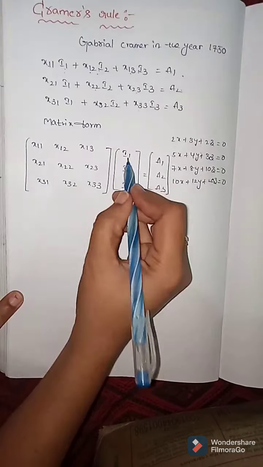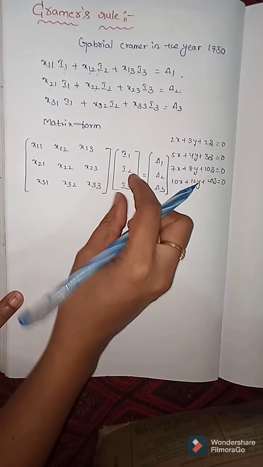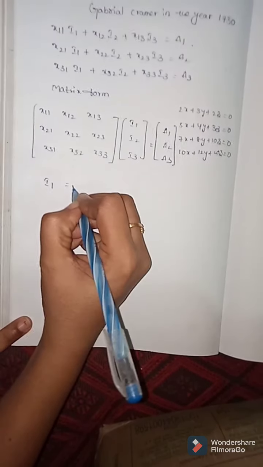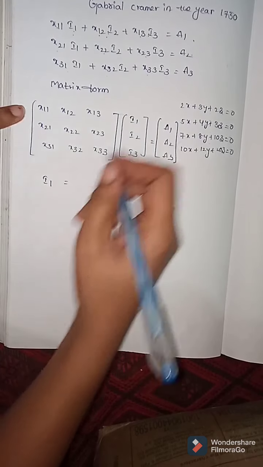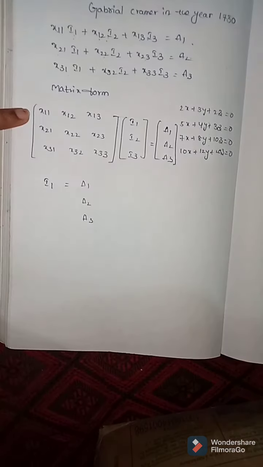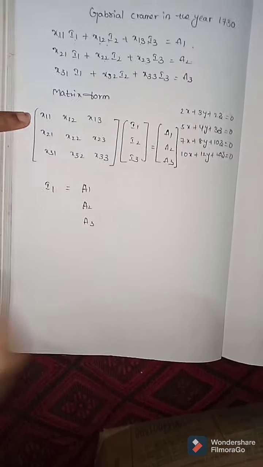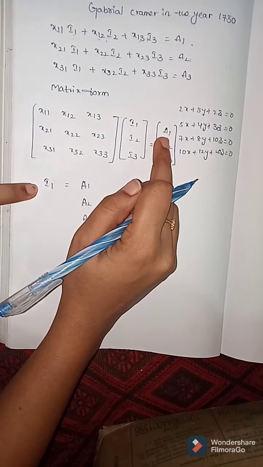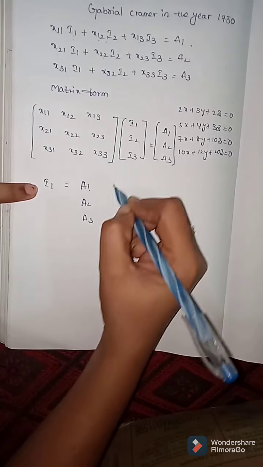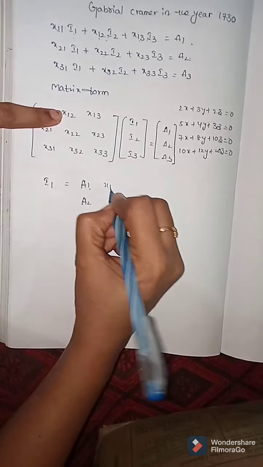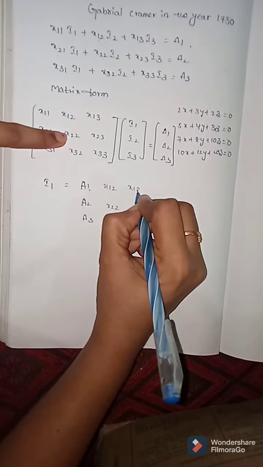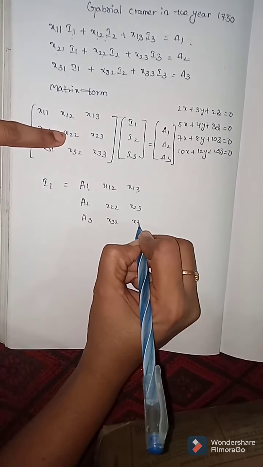Now the currents I1, I2, I3 can be determined. Let us consider I1. We can find I1 first. I1 is equal to the determinant with A1, A2 and A3. First, the constants are written in the first column like this: A1, A2, A3, and the remaining two columns are the same: x12, x22, x32 and x13, x23, x33.